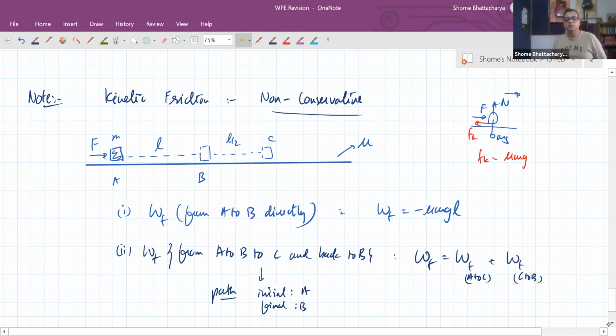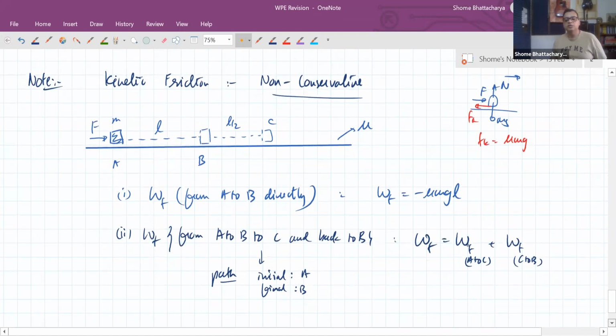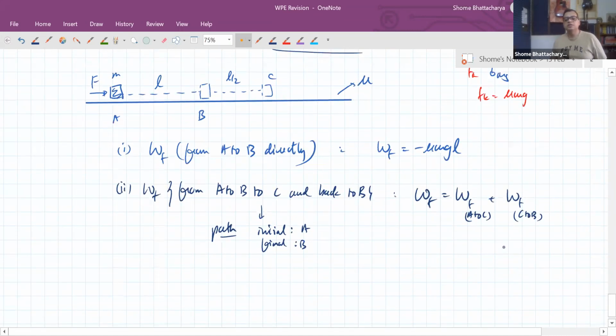Now what will happen is that when you're going from A to C, the work done will be minus mu mg into 3L by 2, because you're making a displacement of 3L by 2 from A to C. And then when coming back from C to B, the direction of friction will reverse, but so will the direction of displacement. So this will again become minus mu mg, but into L by 2. So you can see that this is becoming minus 2 times mu mg L. This is the work done by friction.